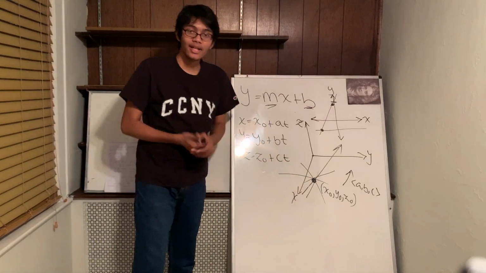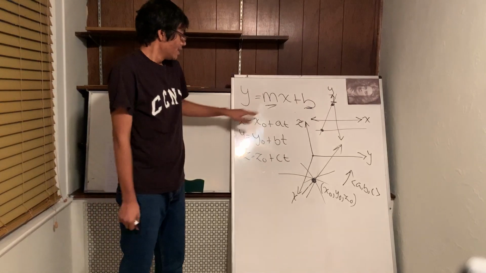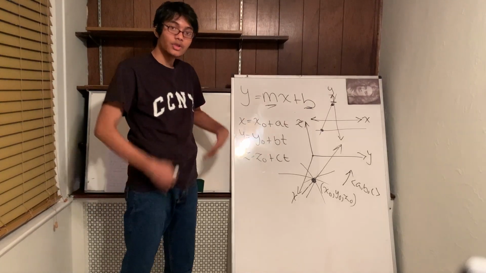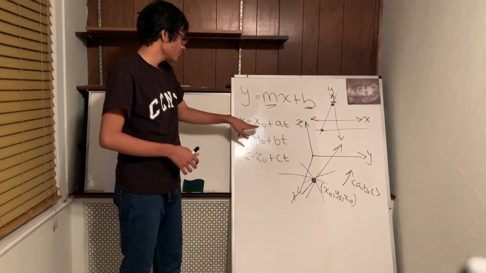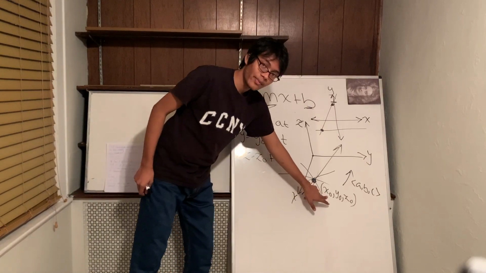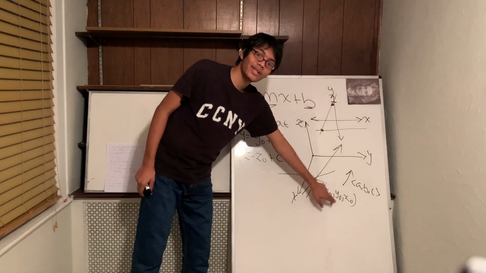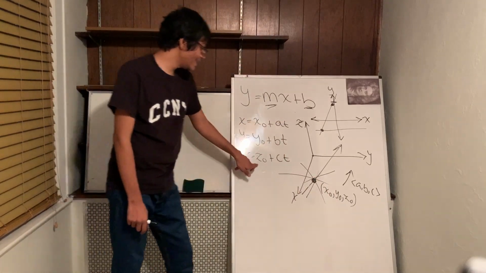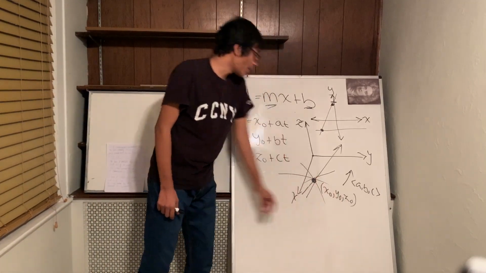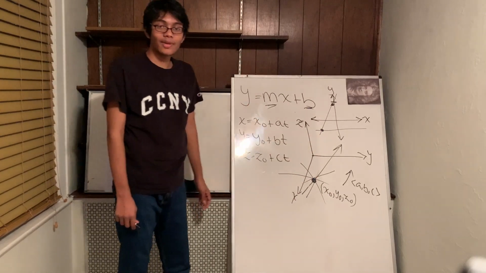And what's the final thing? Final thing you should know is that these are the 3 algebraic equations used to describe a 3-dimensional line. x0, x-coordinate of the point that our line passes through. y0, y-coordinate of the point that our line passes through. z0, z-coordinate of the point that our line passes through.